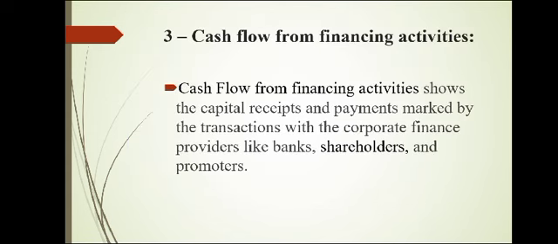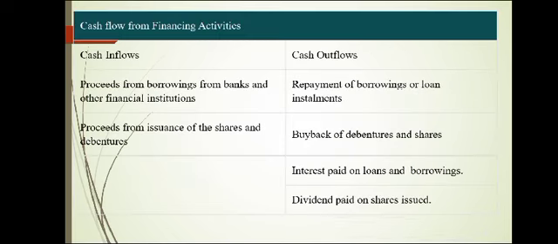And the final category is cash flow from financing activities. It shows the capital receipts and payments marked by the transactions with the corporate finance providers like banks, shareholders and promoters. Then let's go to the cash inflows and outflows. Okay, first cash inflows: proceeds from borrowings from banks and other financial institutions, proceeds from issuance of shares and debentures. Then outflows are repayment of borrowings and loan installments, buyback of debentures and shares, interest paid on loans and borrowings, dividend paid on shares issued.